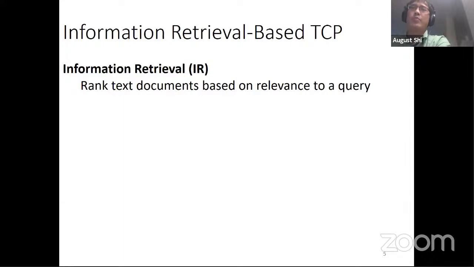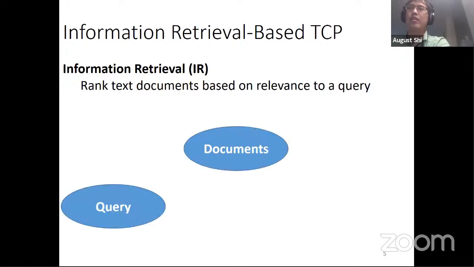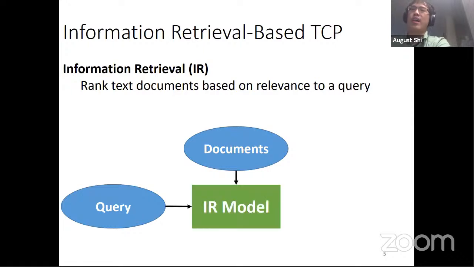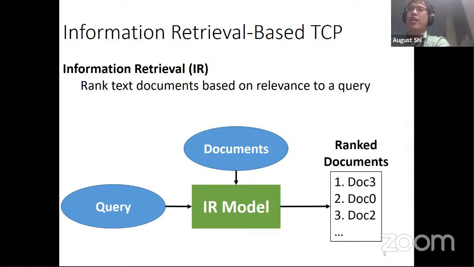Now, a bit more recently, it has been proposed to do test case prioritization in a different way, using the power of information retrieval. In general information retrieval, IR, the goal is to rank a set of text documents based on their relevance to a provided query. So the inputs are the set of documents and a query, and they get fed into the IR model, whose job is then to rank documents based on how close they are to the query provided. Now, what does this have to do with test case prioritization?